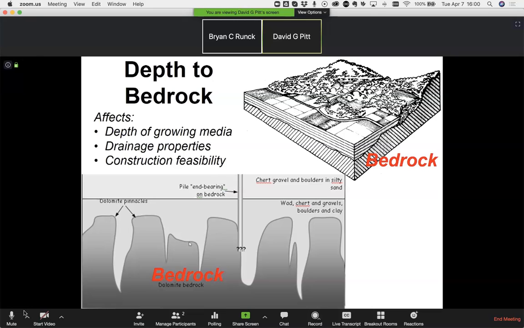Whereas in the areas where depth to bedrock is deeper, we have a lot more latitude in terms of construction feasibility. We have a lot more depth of growing media and drainage properties. We have a lot more soil in which to support drainage of water into the soil and through the soil.